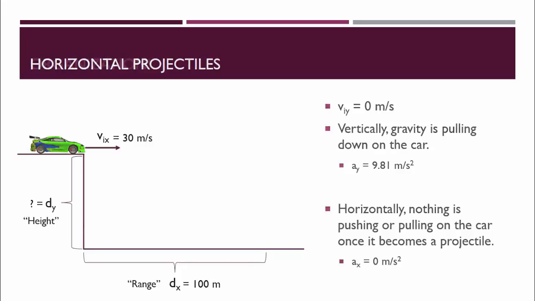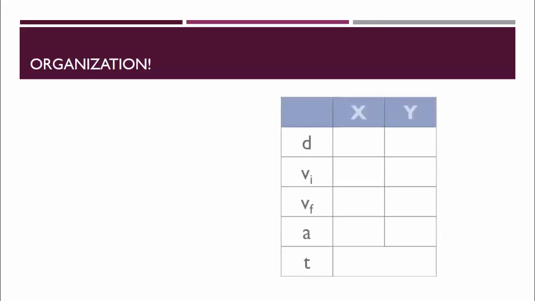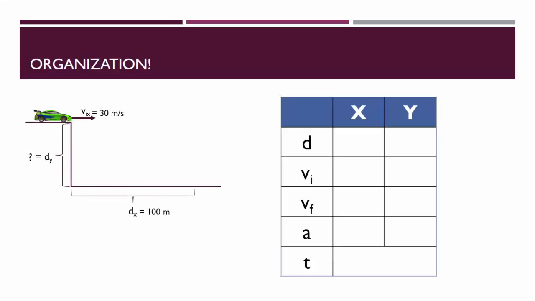What's going to be really important for us is to have good organization. Rather than just making a list of givens, we're going to organize our information in a table, like this. You should definitely copy this table into your notes. Let's see where all the numbers from our problem fit. Well, first of all, since this is a horizontal projectile problem, we know 3 things. We know that the horizontal acceleration is 0, and the vertical acceleration is 9.81 meters per second squared. We also know that the initial vertical velocity is 0. Those 3 boxes will always be the same for every horizontal projectile problem.